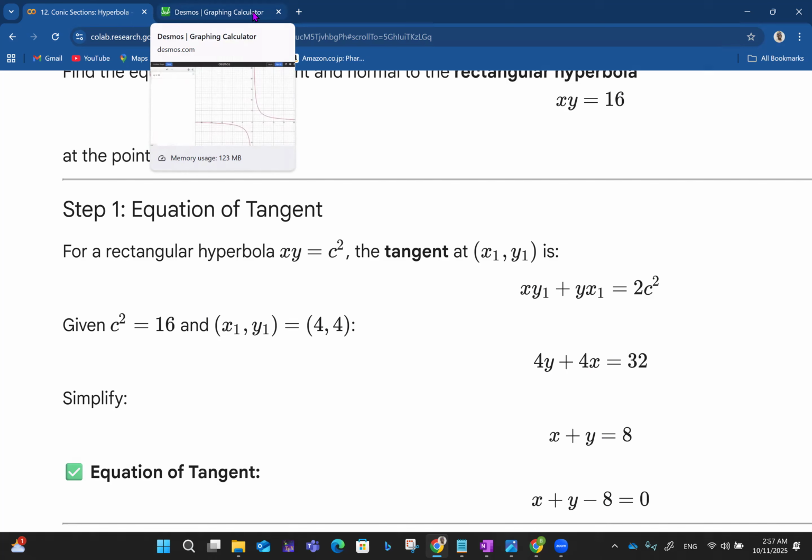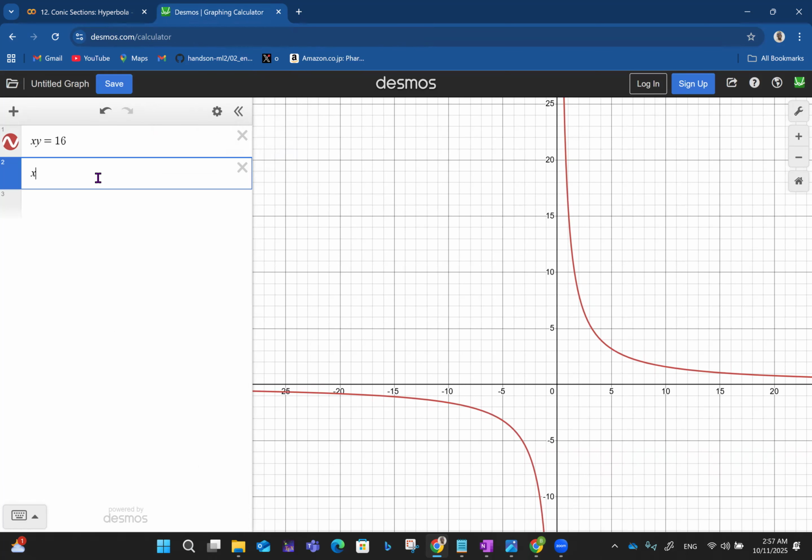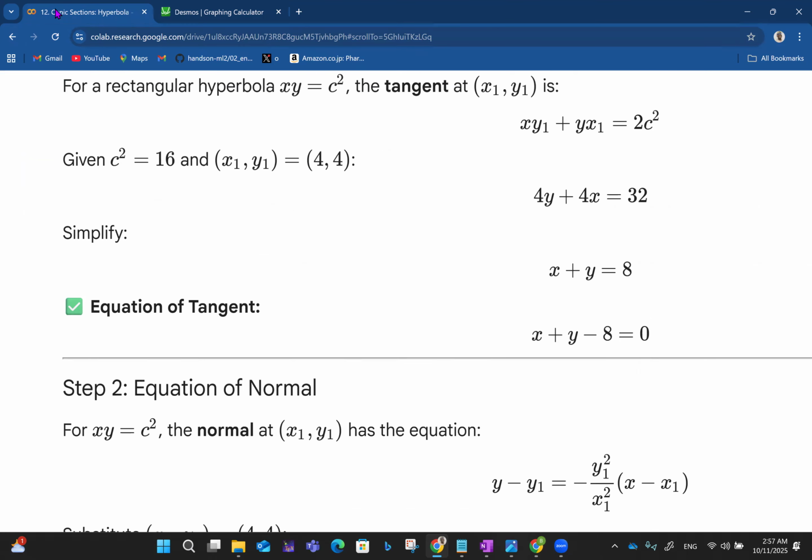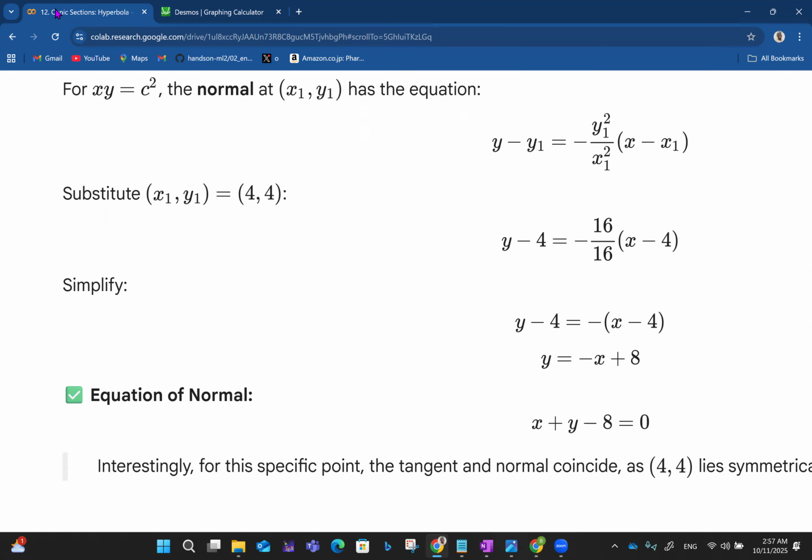Okay, so x plus y equals 8. In short, x plus y equals 8. You can see it's actually a tangent like that. Then what's the other thing? We want to find the equation of the normal to that.